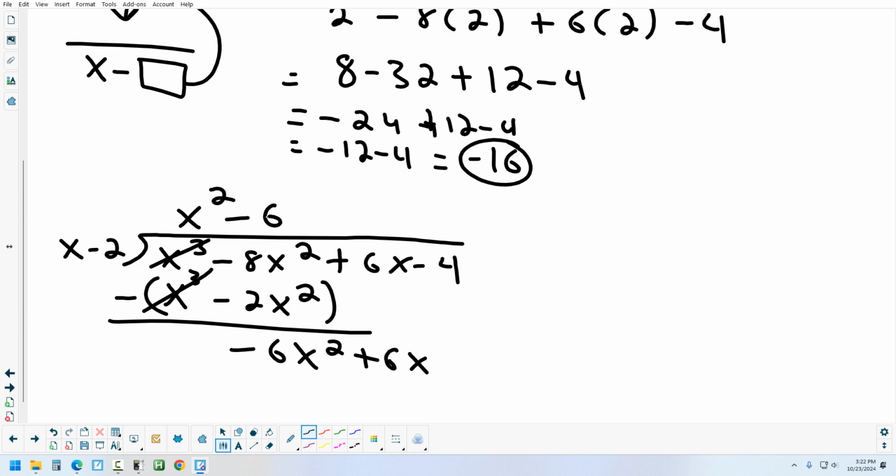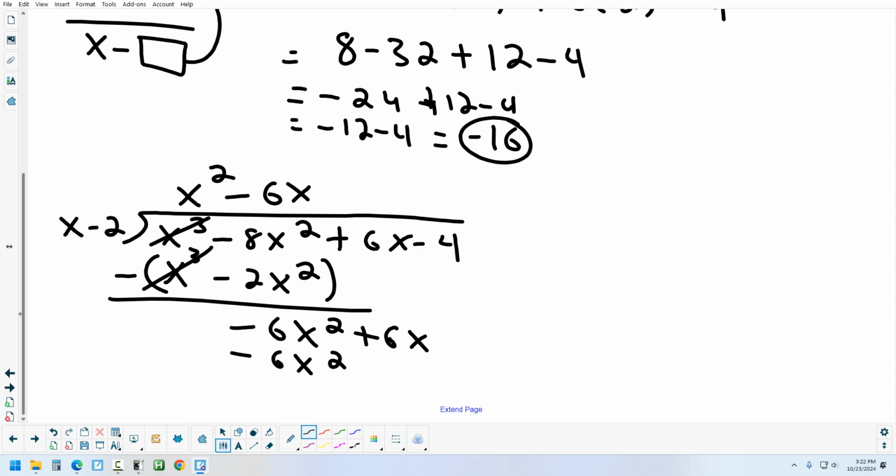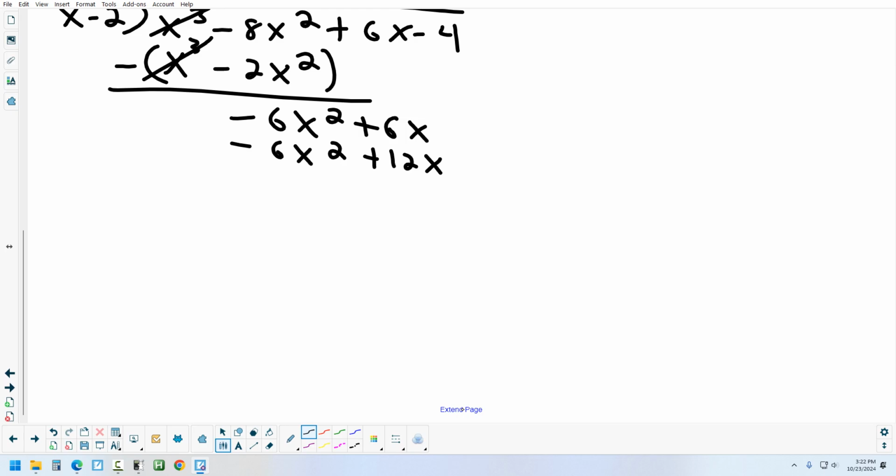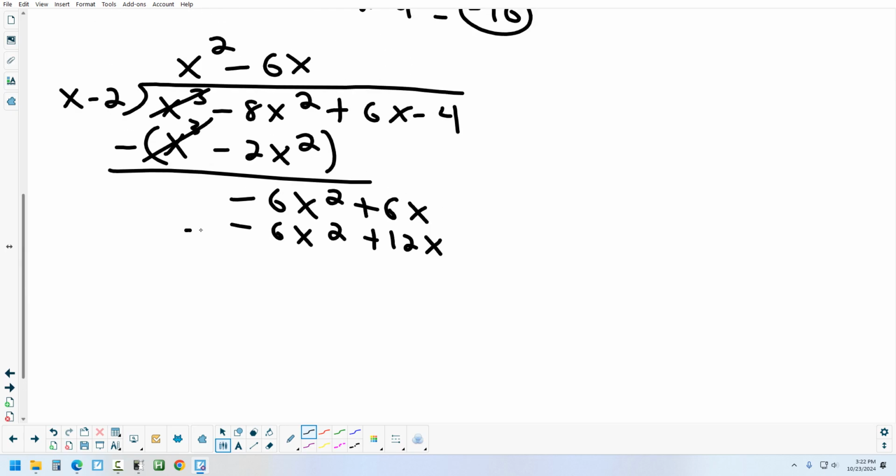Okay, multiply that back out. Again, negative 6x squared. And what's negative 6x times negative 2? That'll be 12x. Yes, plus 12x. Good. And now what do we do with those columns? Subtract. Perfect. So we'll subtract that.